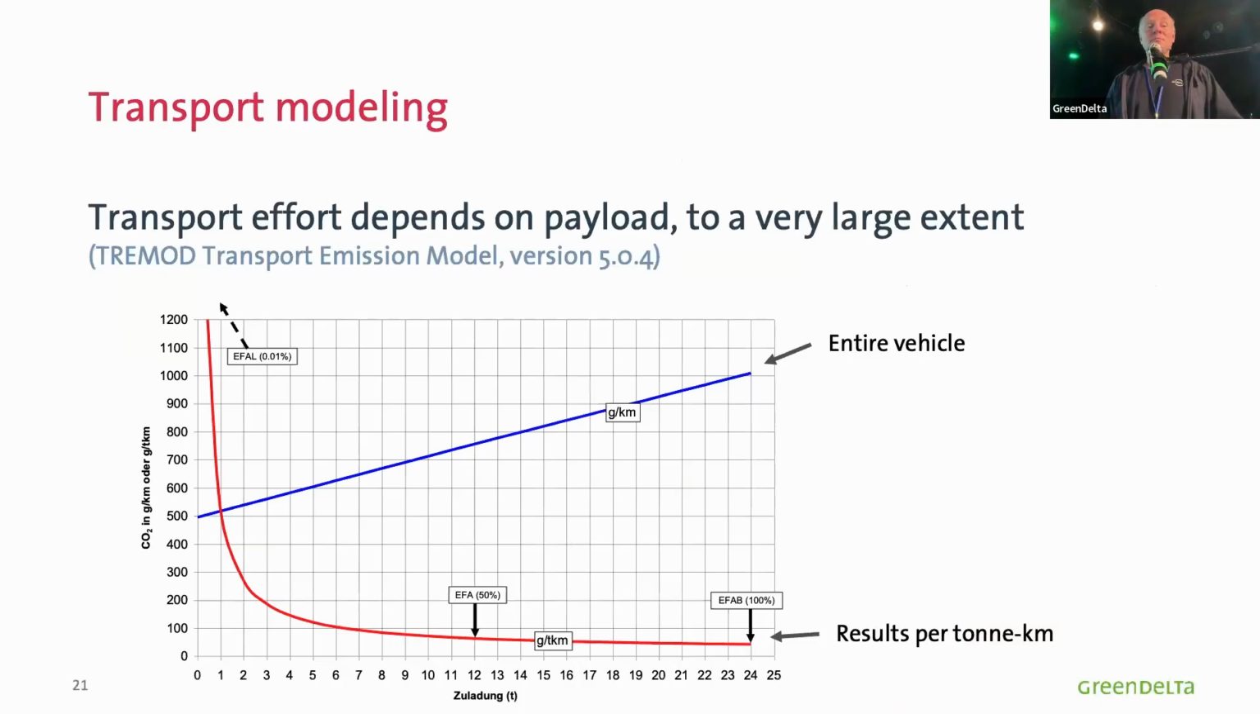Next example is transport. It's of course quite an important topic for many LCA studies. If you have a truck, then the emissions of this truck depend of course a lot on the payload of the truck. If the truck is almost empty, then it has a lot of impacts per ton kilometer, and if it's very full, it has much lower impact per ton kilometer. So you see the blue line is the whole vehicle, that of course has higher fuel demand if it's heavier and transporting more, but it's an offset. And then per ton kilometer you have this red line, and that becomes much more efficient if the truck is full.